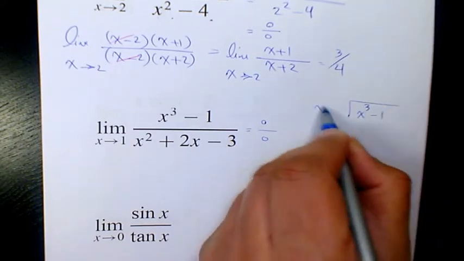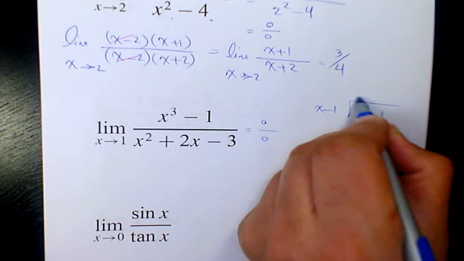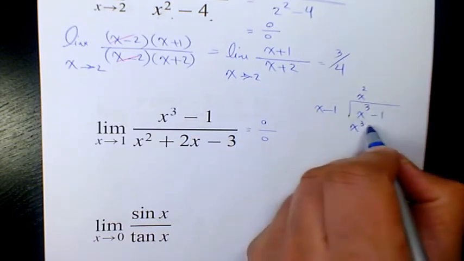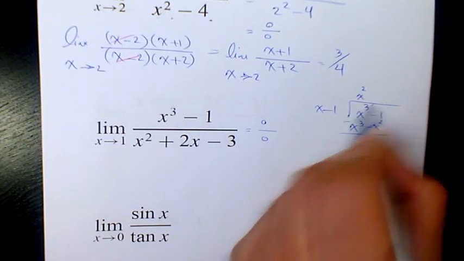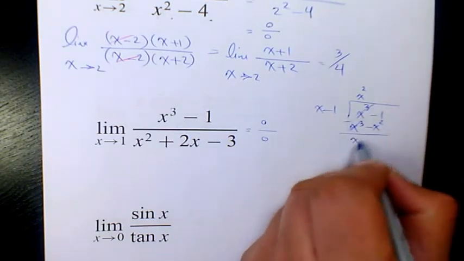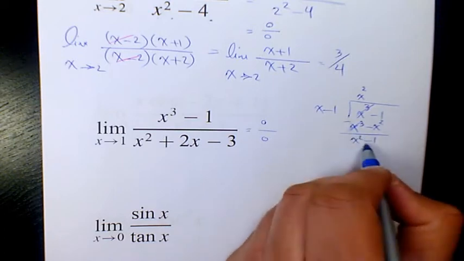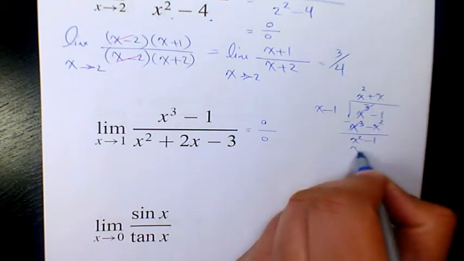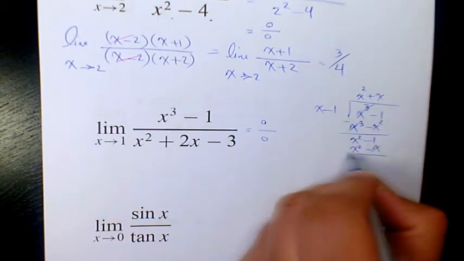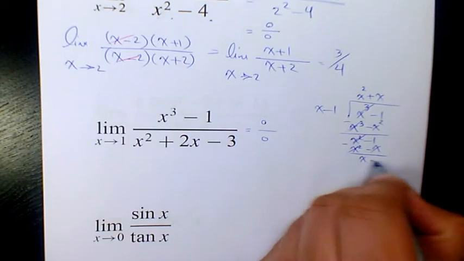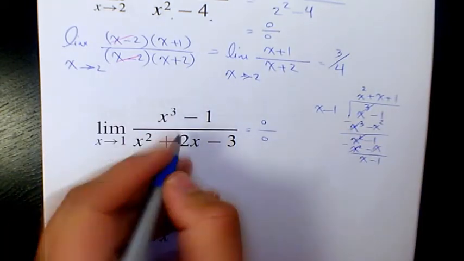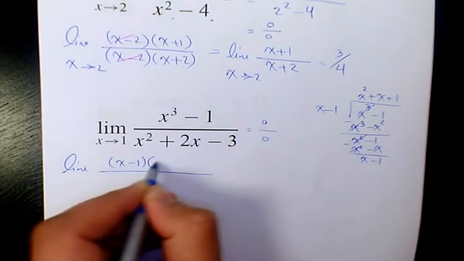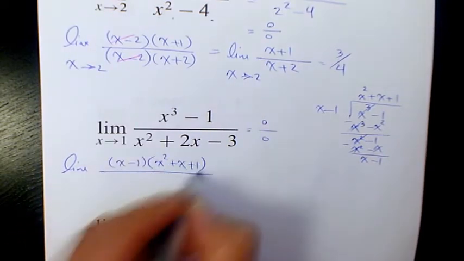So if I divide it, x cubed divided by x is going to be x squared. Times x minus 1, x cubed minus x squared. Then you find the difference, then it is x squared minus 1. When you divide it, x squared divided by x is x. Times x minus 1, x squared minus x. Then x minus 1, you have plus 1. So the factor of the numerator is going to be x minus 1 times x squared plus x plus 1.